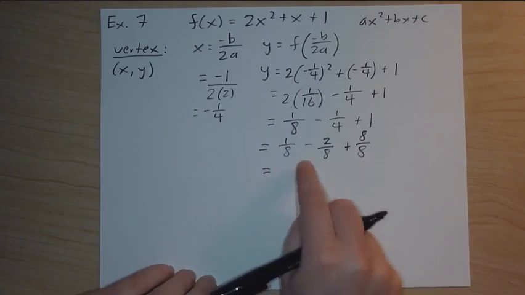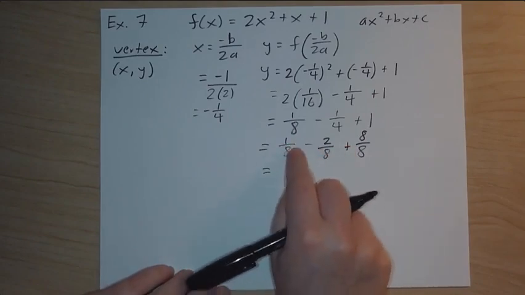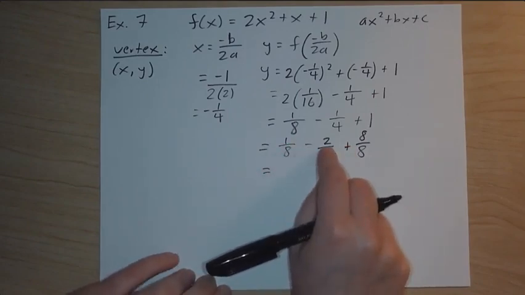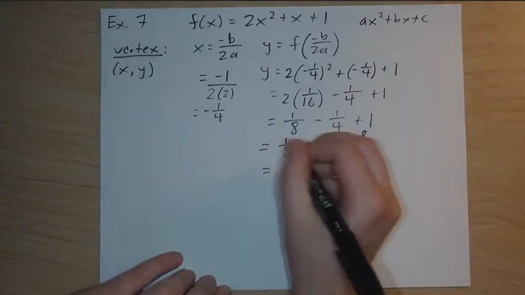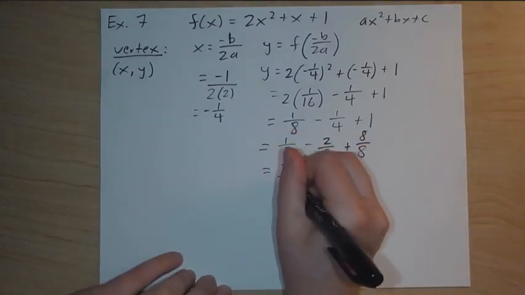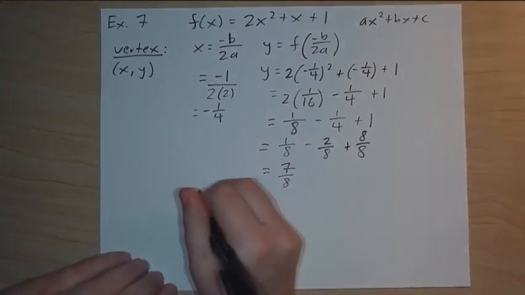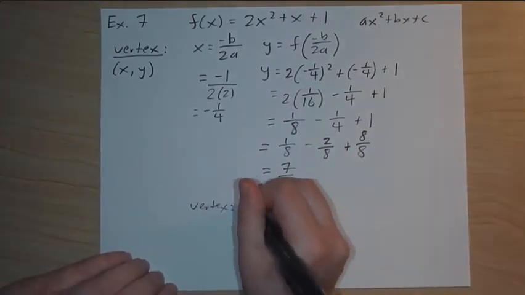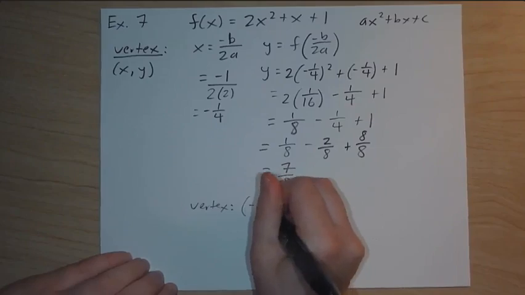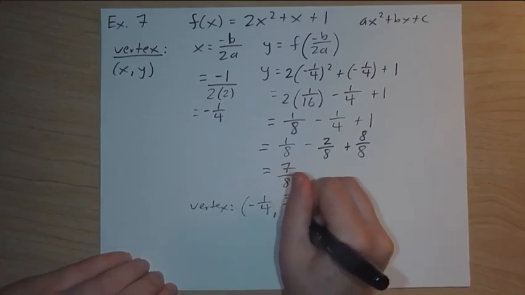Now that we have the same denominator, we can add the numerators. So 1 minus 2 is negative 1. Negative 1 plus 8 is 7. So we have 7/8. So our vertex is the point negative 1/4, 7/8.